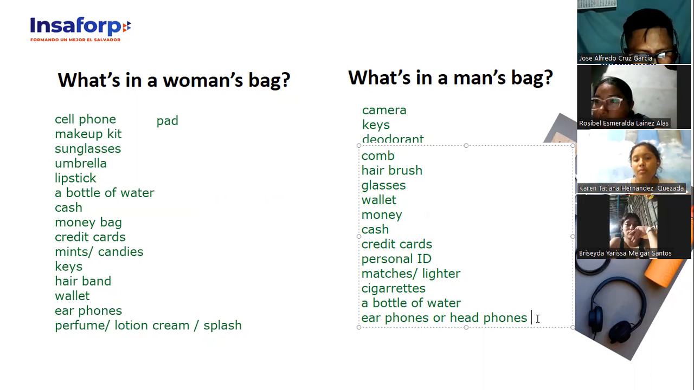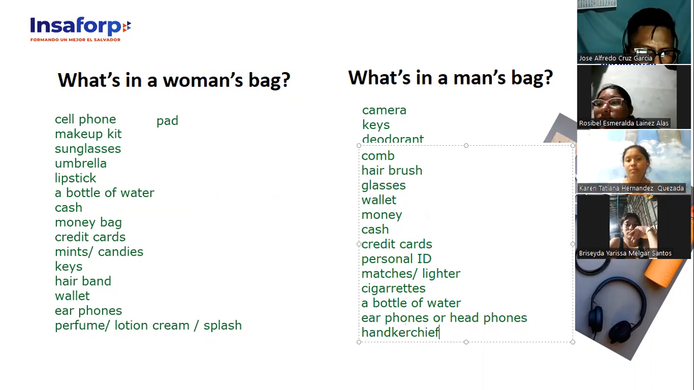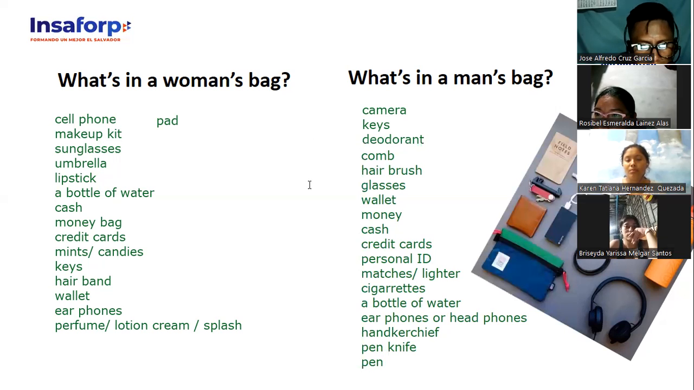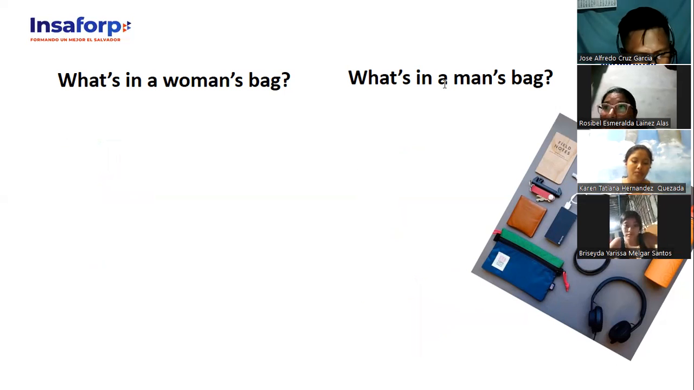Nice. And also sometimes the men have a handkerchief, un pañuelo, or a pen knife, a pen. Pen knife es una navaja de esas que se abren y tienen varias cositas, a pen knife, and a pen, lapicero. Good. So you can see here different things and common objects that we usually have in our bags. This is important vocabulary for you.